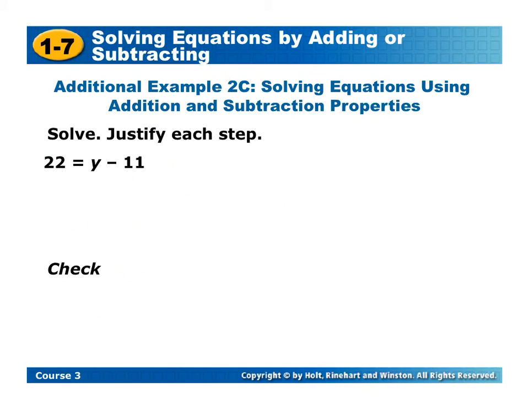Alright, so now it's your turn. Why don't you go ahead and pause the video and then solve this equation and then just name the property that you use to solve it. Right, even though our equation's flipped around, it's still that same idea. We're going to solve for y. Since I'm subtracting, I'm going to add 11 because I'm going to do that inverse operation. And this would be the addition property of equality. 22 plus 11 gives me 33. So 33 is equal to y.